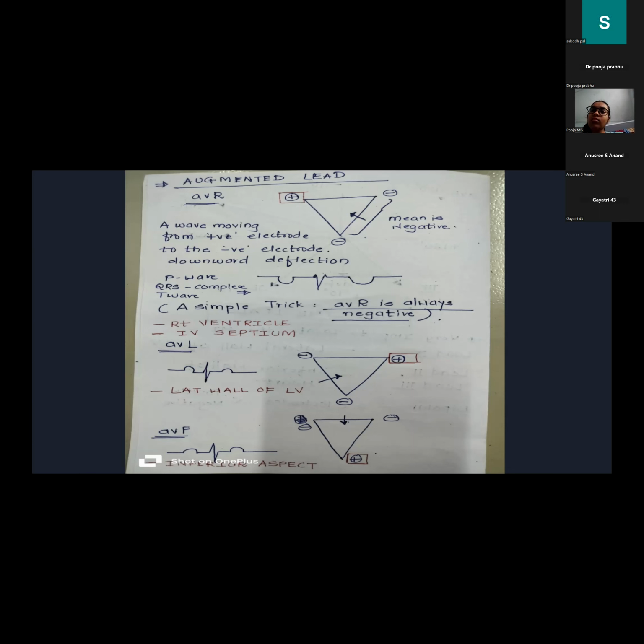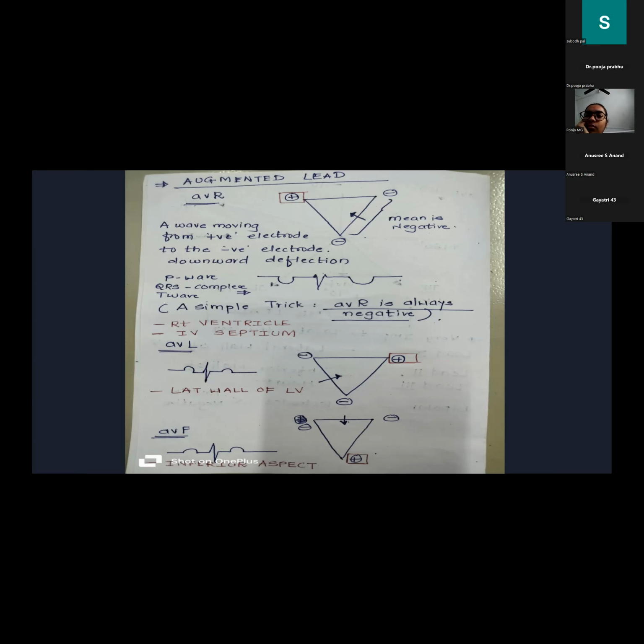This is the only trick which we use in the ECG lead to determine if the leads are properly arranged or not, because in all the leads only AVR and lead V1 are always negative. Sometimes even V1 has a positive deflection, but AVR will always be negative. If AVR is positive, then it is an abnormality.